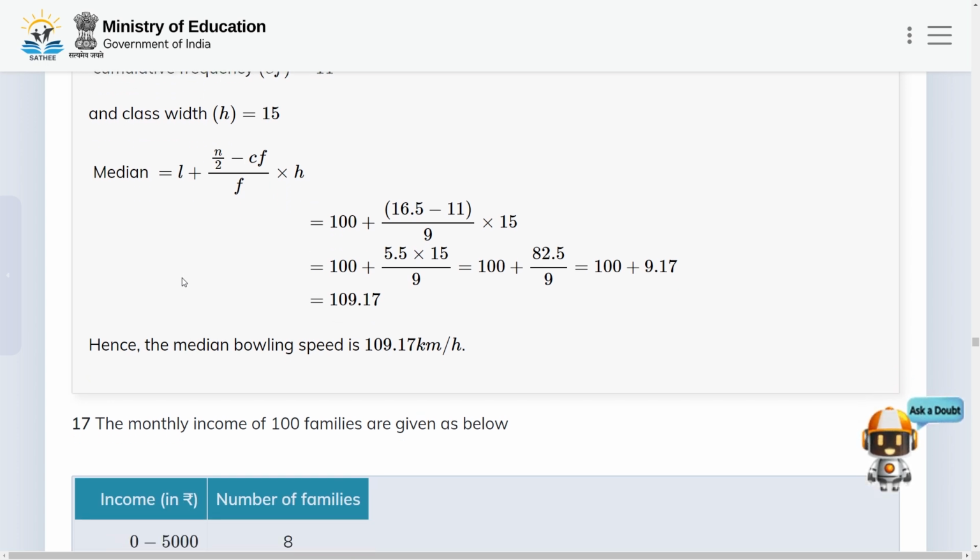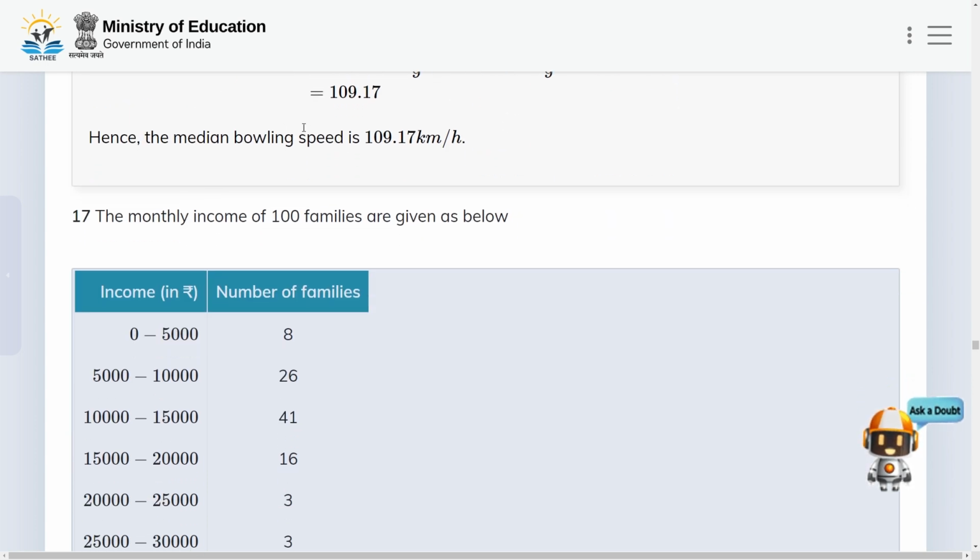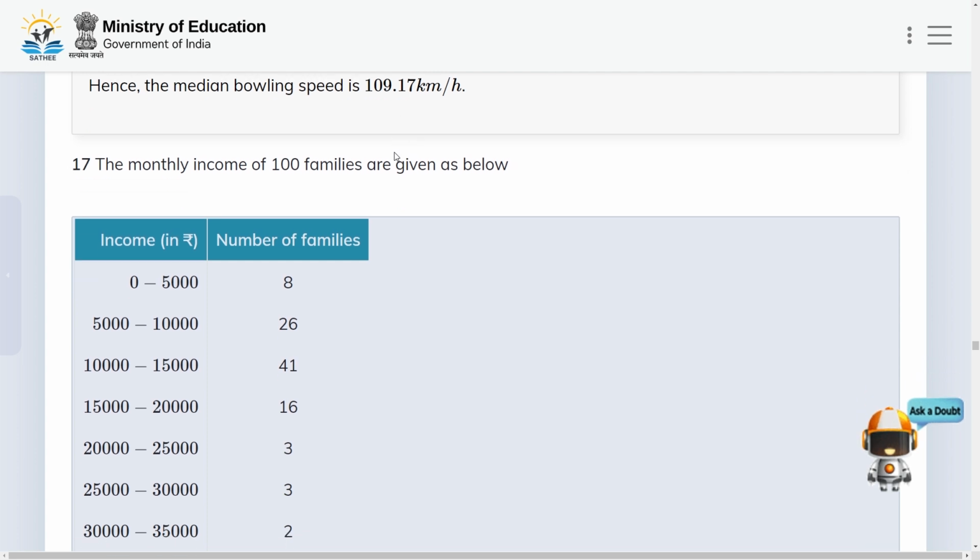And we know the formula of median, that is L plus (n by 2 minus CF) by f into h, that is equal to 100 plus (16.5 minus 11) by 9 into 15, and this is equal to 100 plus 5.5 into 15 by 9. Okay, and this is equal to 100 plus 82.5 by 9, and this is equal to 100 plus 9.17, and this is equal to 109.17. Hence the median bowling speed is 109.17 kilometer per hour.